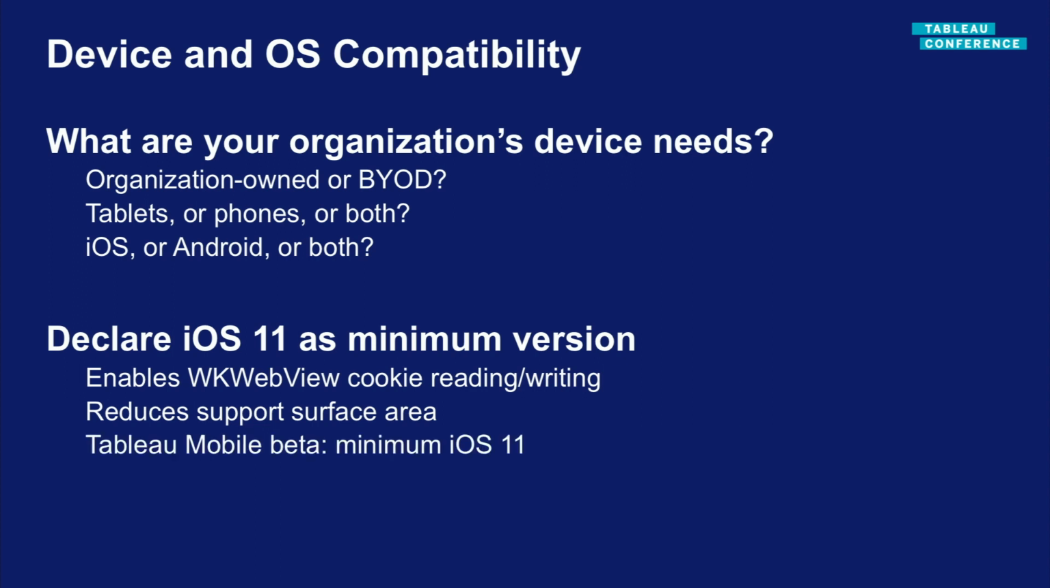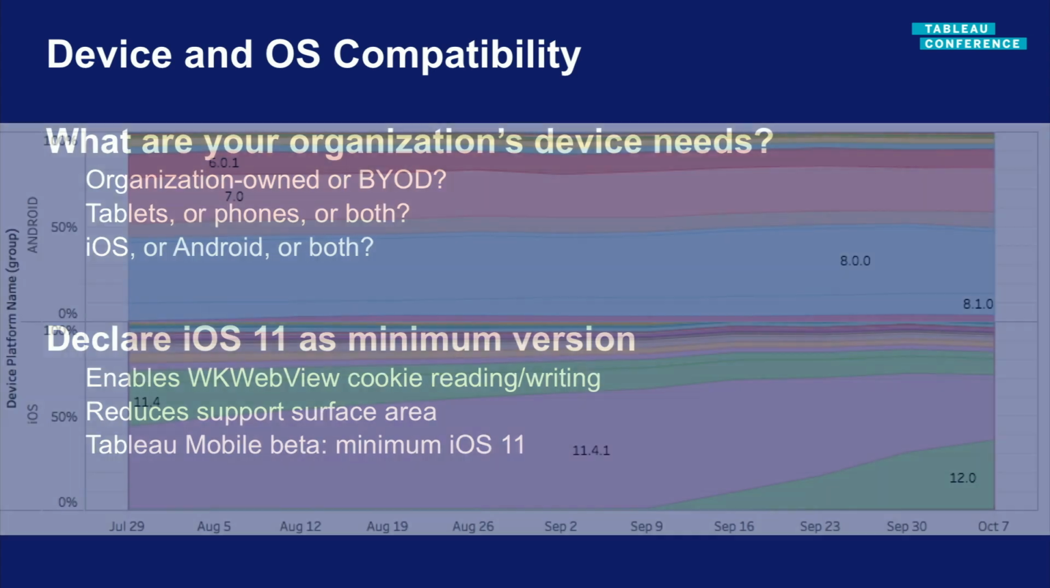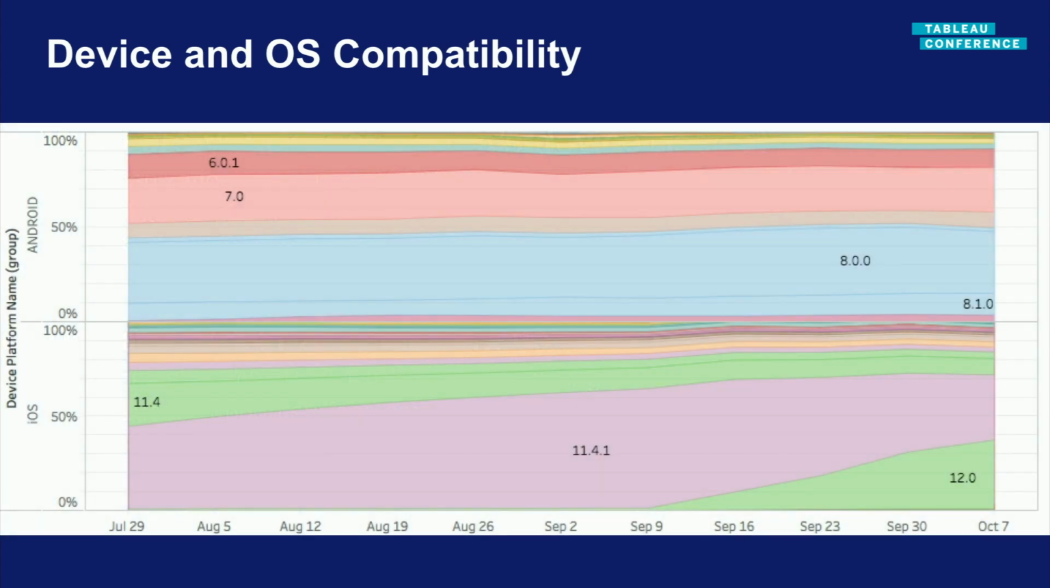For the Tableau Mobile beta, it also has a minimum of iOS 11. Historically, at Tableau, we have supported the current version of iOS and the one previous. So that'll apply once Tableau Mobile ships. We'll support iOS 12 and iOS 11. And this is borne out by the statistics that we see.